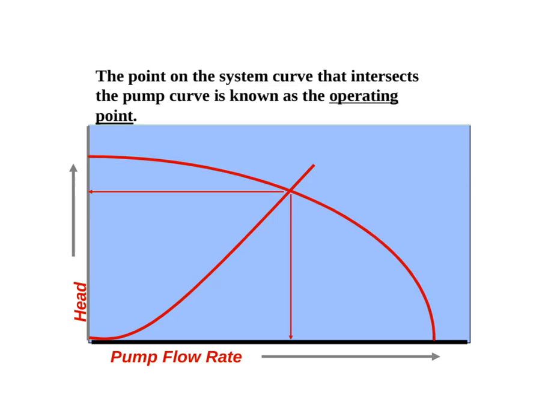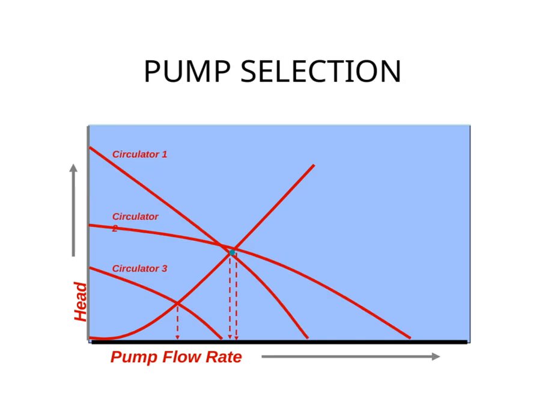The operating point is where the system curve meets the pump curve. It's the spot that tells us how the pump and the system work together in real time. At this point, the flow rate and the head are balanced, meaning the pump delivers exactly what the system needs. Understanding this intersection helps us predict performance and optimize efficiency. It's a crucial concept for anyone working with pumps and fluid systems.